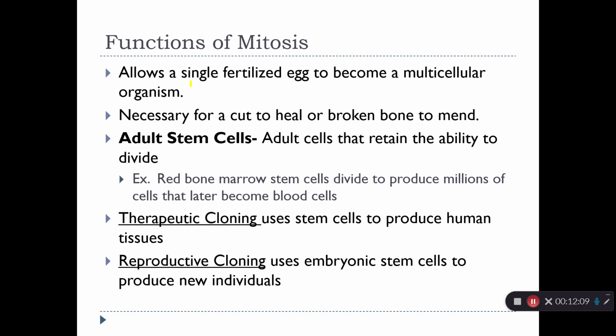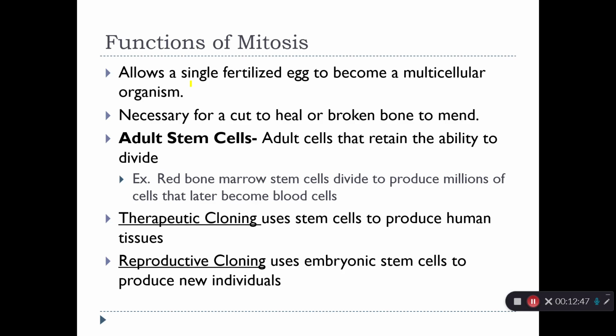Okay, it's also necessary for a cut or a broken bone to mend. We talk about adult stem cells that retain the ability to divide. So stem cells are cells that are not yet specialized. They're not bone cells or brain cells or blood cells. It's kind of like you haven't decided your major when you go to college. They're cells that haven't decided what they're going to be, but they have all the DNA that could be anything, potentially. There's all different kinds, but for this lecture right now, we'll just know that they haven't yet decided what type of cell they're going to be.